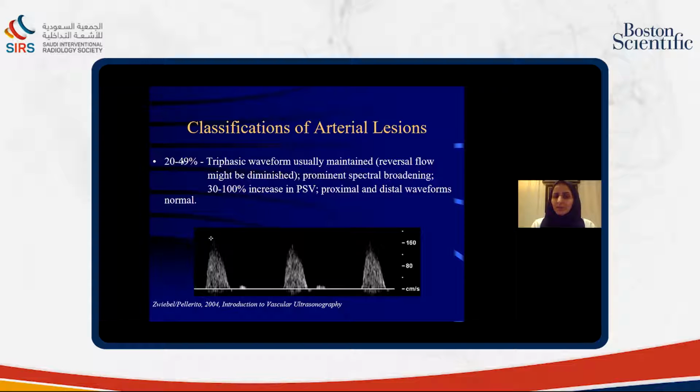From 20 to 49, still less than 50%. We have still triphasic. We lose here the clear window. We have wide spectral broadening, and also the velocity from 30 to 100 increase in peak systolic velocity. So that's why the stenosis less than 50%, from 20 to 49.